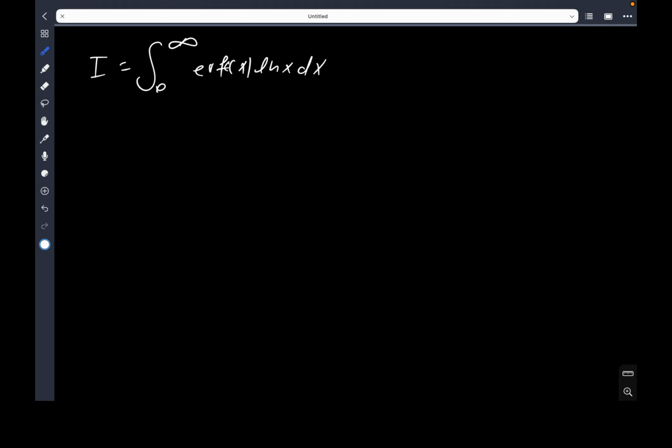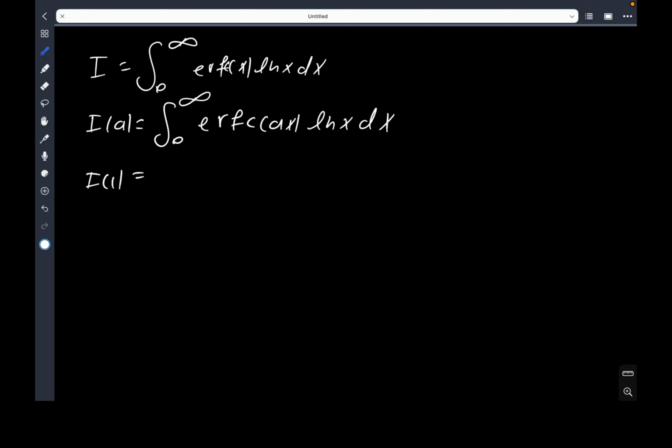For solving it, I'm going to first introduce a parameter a, which makes my integral erf of ax ln x dx. And if I find I of 1, that means I have found the integral that I was looking for.